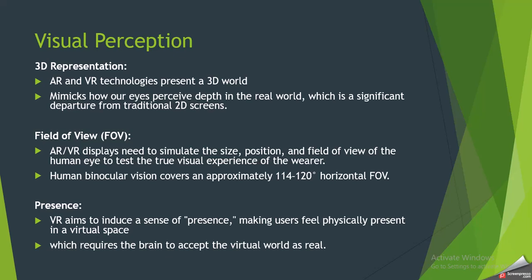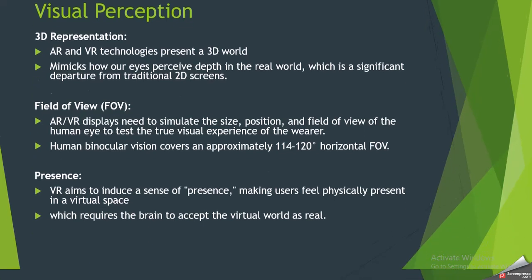The third one is presence. When we develop this, in AR we cannot say presence in the same way, because in AR the user will be both in the real world as well as in the virtual world. Whereas in virtual reality, the user will be in the virtual world itself. We should make the end user feel that they are physically present in the virtual space, forgetting the real world. That is the third, the mind perception we should be able to bring.